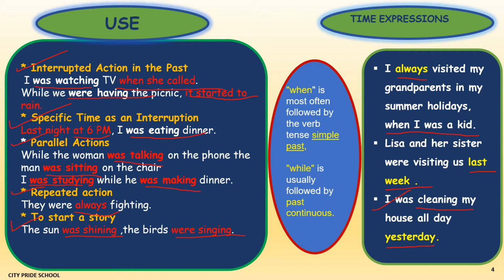Now, this is very important, children: understanding the difference between the use of while and when. When is often followed by simple past because when is often used to talk about a point in time. It is not used to talk about an ongoing action or continuous actions. And while is often followed by past continuous tense because while talks about an action which was going on at that point in time.